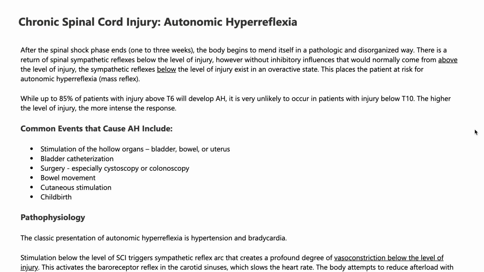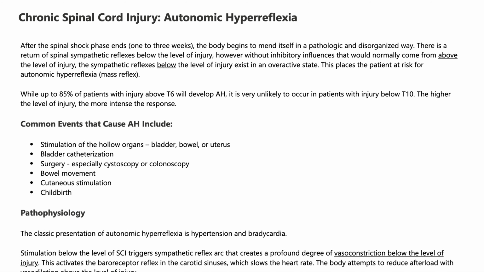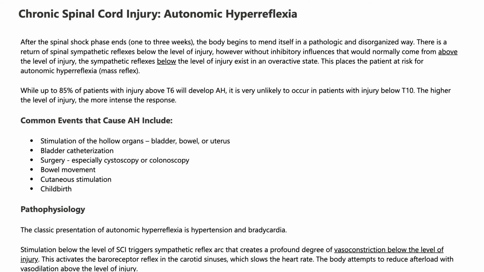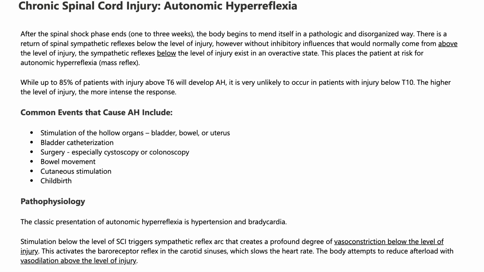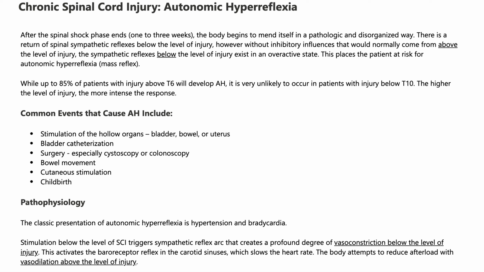Moving on, now we're going to talk about chronic spinal cord injury, and this is relevant for autonomic hyperreflexia. After the spinal shock phase ends in 1 to 3 weeks, the body begins to mend itself in a pathologic and disorganized way. There is a return of spinal sympathetic reflexes below the level of injury, however, without inhibitory influences that would normally come from above the level of the injury. The sympathetic reflex below the level of injury exists in an overactive state, and this places the patient at risk for autonomic hyperreflexia, otherwise known as the mass reflex.